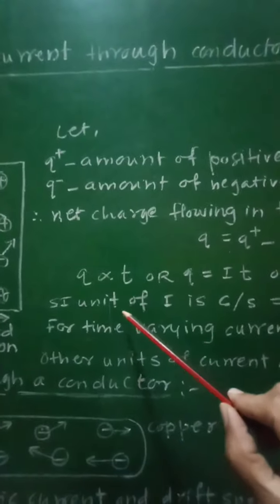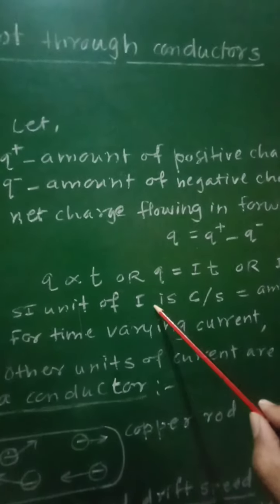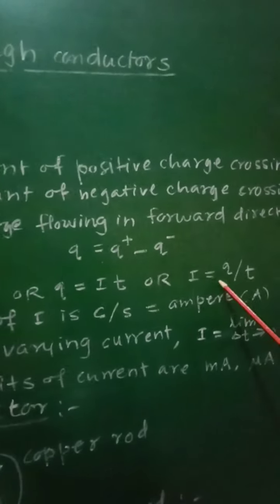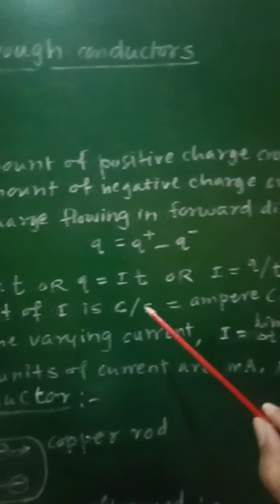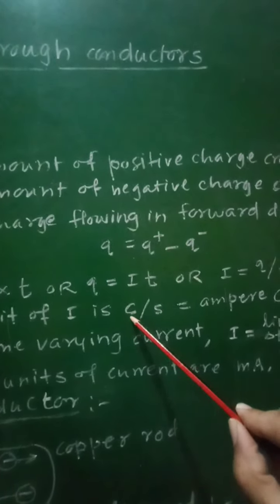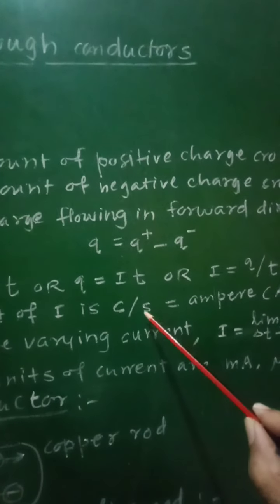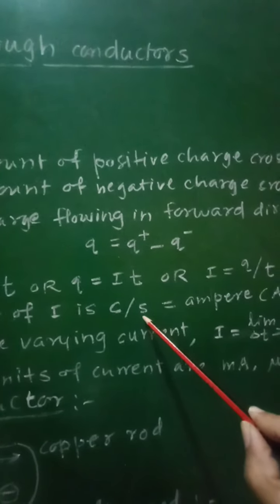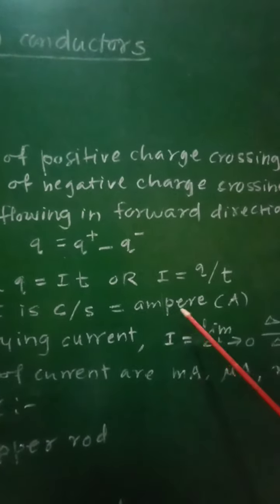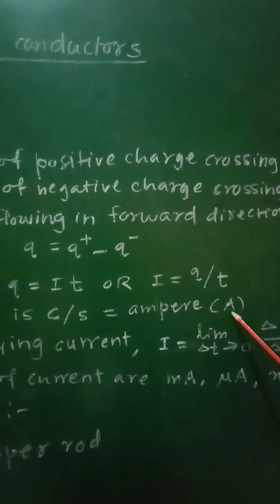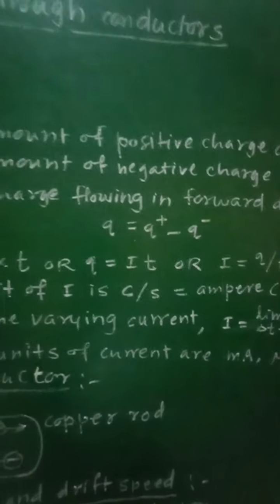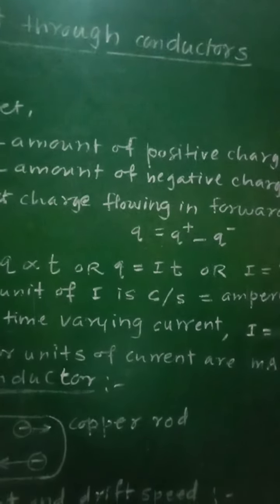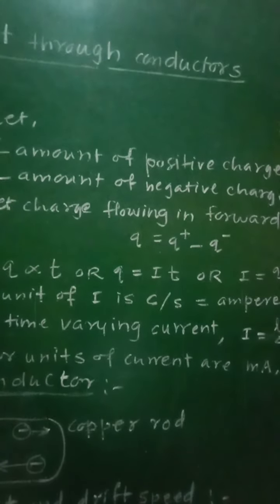Now the SI unit of current I will be obtained from this formula, that is SI unit of charge upon SI unit of time. SI unit of charge is Coulomb, SI unit of time is second, and therefore Coulomb per second, which is called ampere, denoted by capital A. So ampere will represent the SI unit of the electric current.